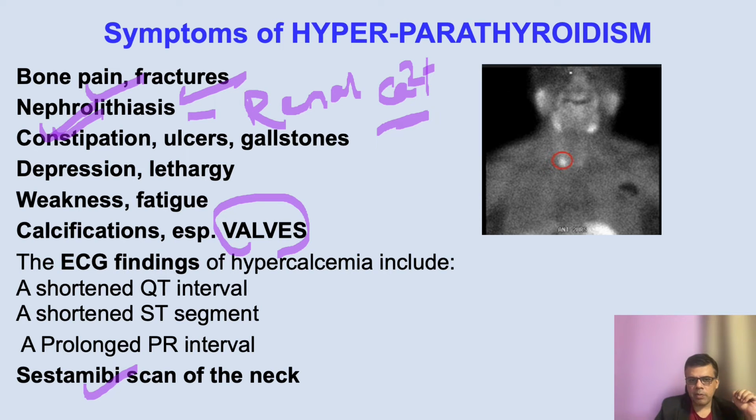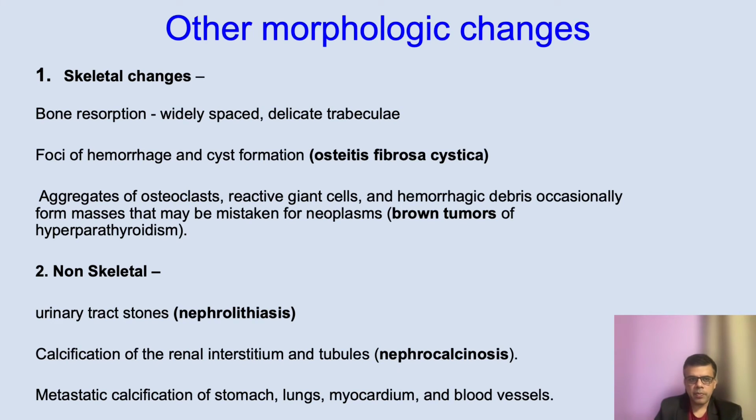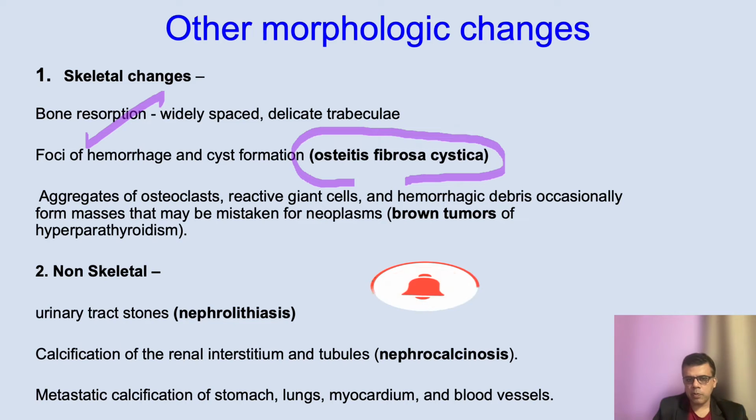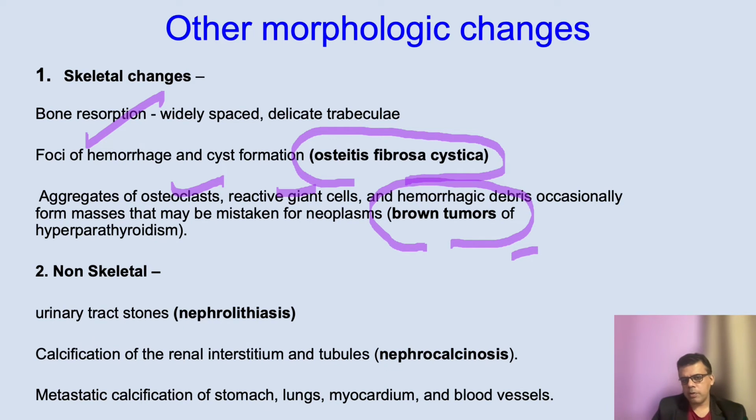A radionuclide scan may demonstrate a localized lesion in hyperparathyroidism that could be diagnostic. Other morphological features are bone resorption, hemorrhage and cyst formation, which is called osteitis fibrosa cystica. In some bones we also get a solid tumor with an aggregate of osteoclasts, reactive giant cells, and hemorrhage. Together they form a brownish lesion called brown tumor of hyperparathyroidism, which is seen very commonly in the jaw bones, mandible and maxilla, and also the tibia. These are some common sites, but virtually it can affect any of the bones.